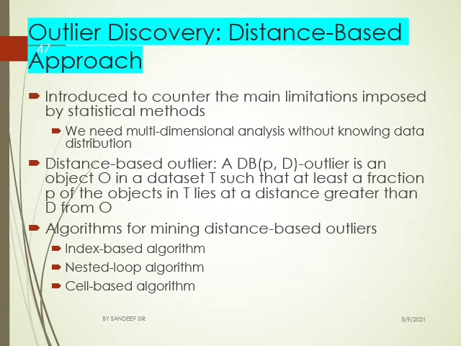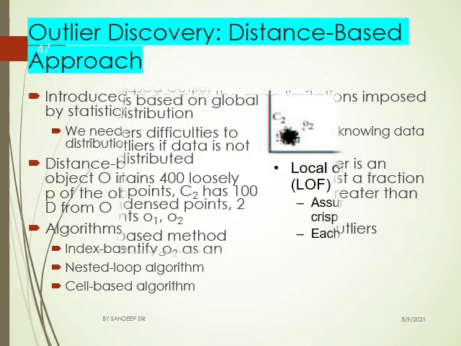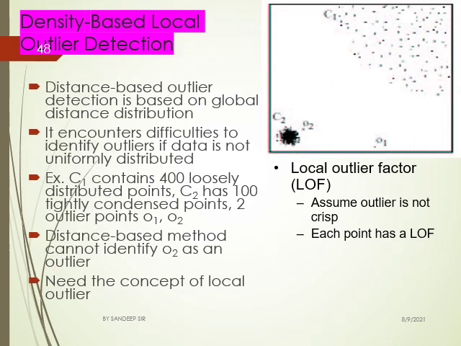As I was mentioning, there are different algorithms. They were mainly introduced to counter the limitations of statistical methods, as many errors used to come up in different algorithms. So they found algorithms for mining distance-based outliers, like the index-based algorithm, nested loop algorithm, and cell-based algorithm. The density algorithm was created where you want to find the local outlier factor. Each point has its own LOF. This means a local identification must be there for each subspace.